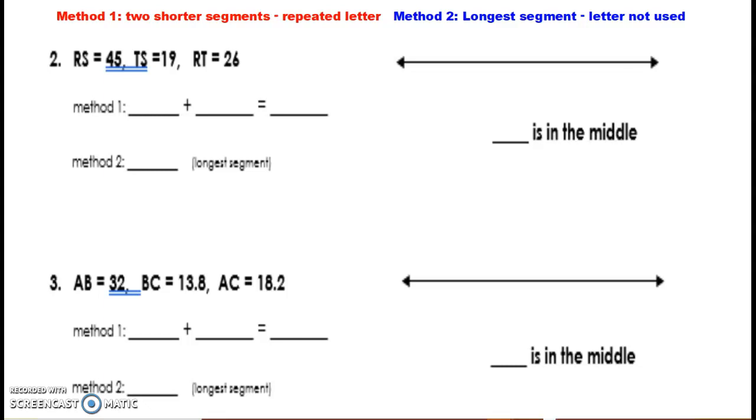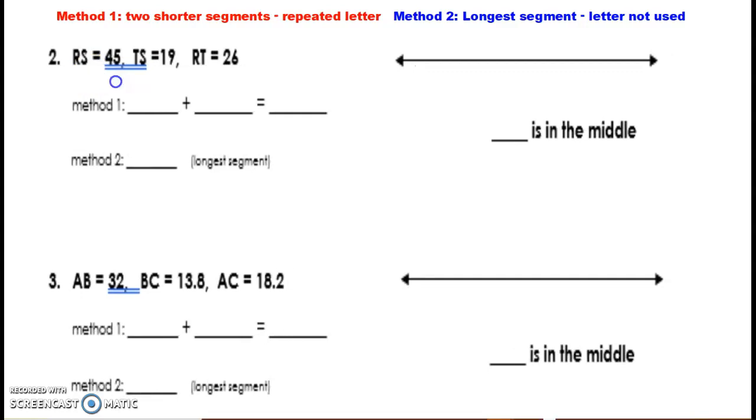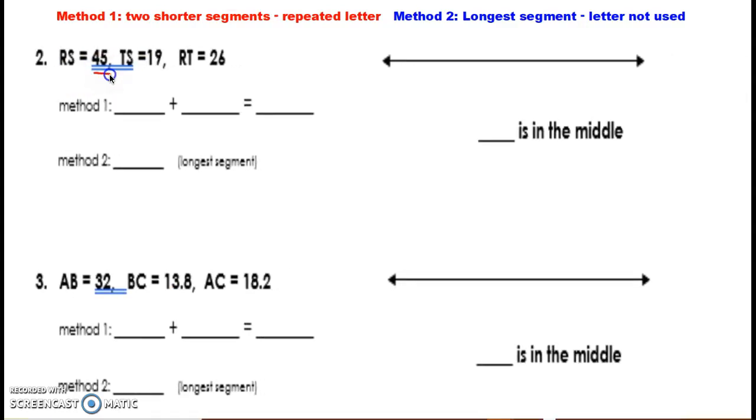So the method number 1, I shortened it there at the top. You're looking for your two shortest segments, and your middle point is the repeated letter. So looking at these values, 45, 19, and 26. Hopefully, if you're choosing method 1, you can see that 19 plus 26 is equal to 45. So you're able to look directly only at the two shorter segments. And again, the repeated letter is what is in the middle. So TS, RT, T is the value that would be in the middle.